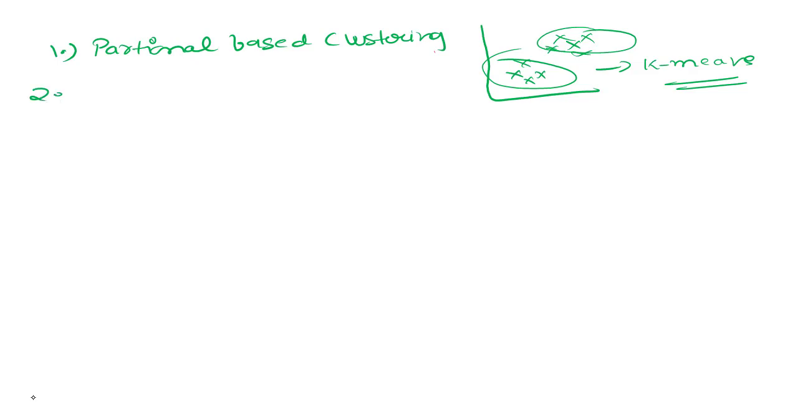Then we have hierarchical clustering. In this type of clustering, we have a dendrogram. If you have seen a dendrogram, then you know about hierarchical clustering. Let's assume that you have data points like this. Okay, so you have these 4 points.